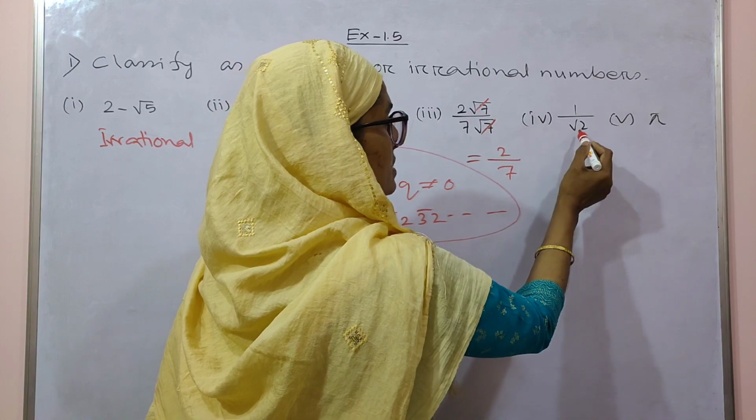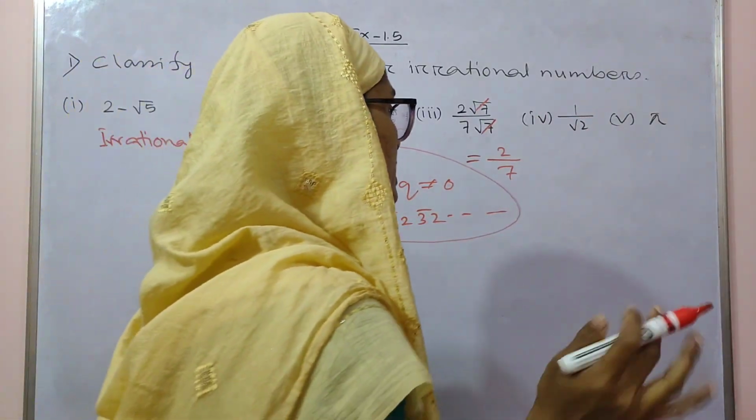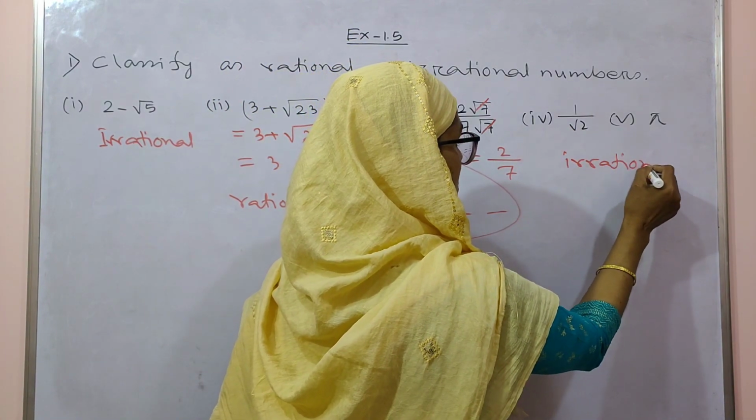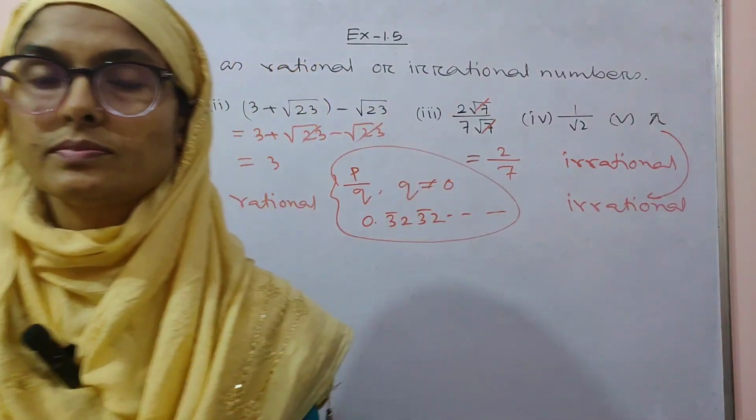Here, 1 by root 2, root 2, root 3, root 5, root 7, all are irrational numbers. So this one is an irrational number. And pi is also irrational. You can write the notes.